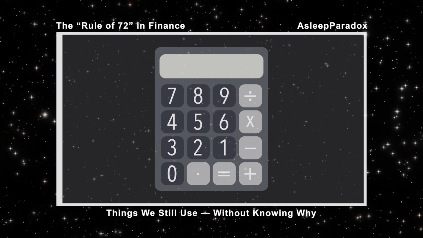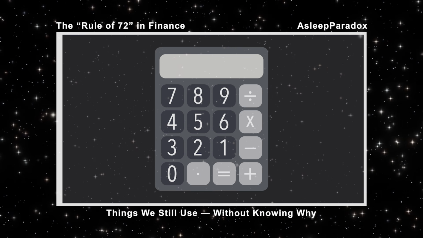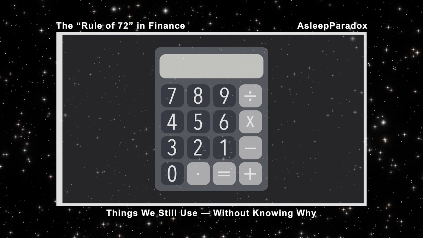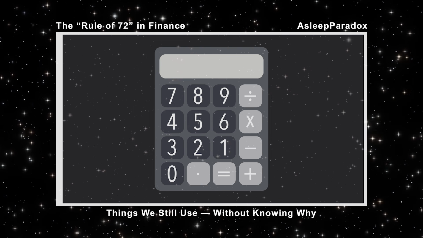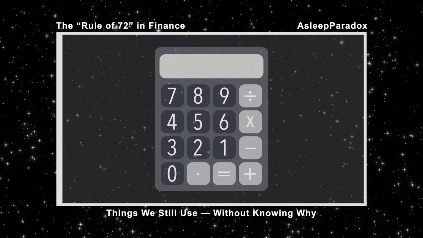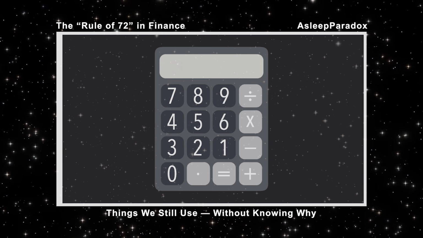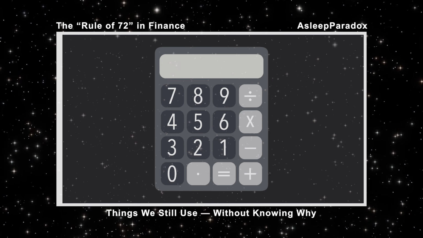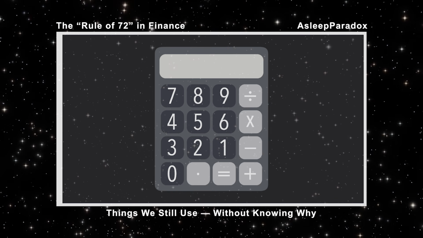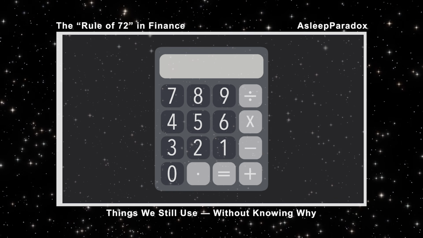The rule is most accurate for interest rates between approximately 6 and 10%. At lower or higher rates, the approximation becomes less precise, though it remains directionally informative. Despite its limitations, its simplicity often outweighs minor inaccuracies. In practical decision-making, understanding general magnitude can be more valuable than exact figures.